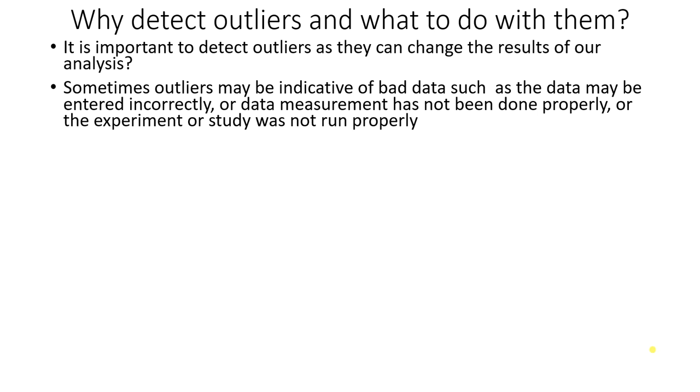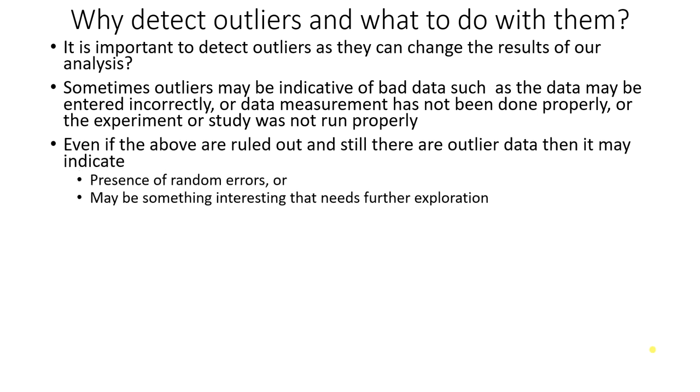In such cases, if the outlier is bad data, then generally it should be removed. But even if we rule out that there is any chance of bad data and still we find outliers, then these outliers may indicate either the presence of random errors or maybe something interesting that needs further exploration. We don't know why they are scoring very high or very low. Maybe there are some underlying reasons behind the observed data values that need further exploration.